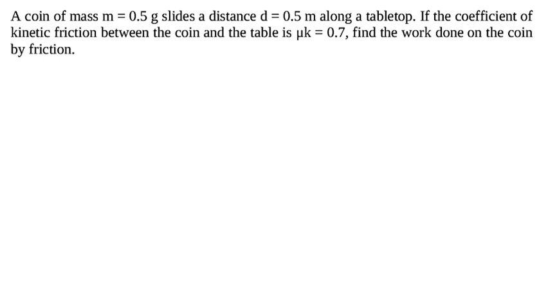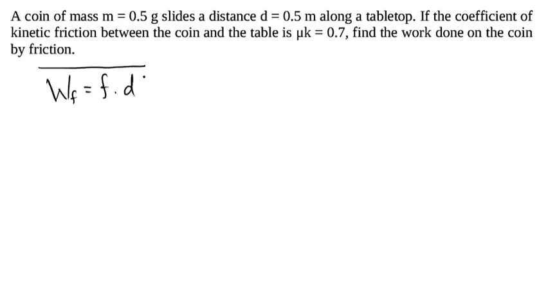A coin of mass 0.5 grams slides a distance of 0.5 meters along a tabletop. The coefficient of kinetic friction between the coin and the table is 0.7. Find the work done on the coin by friction. Right, so the work done by friction on the coin is the friction force multiplied by the distance.